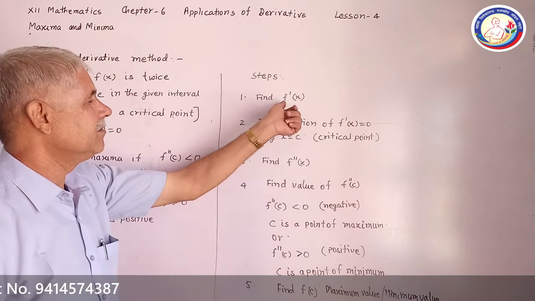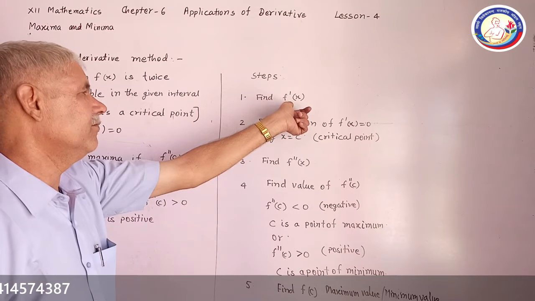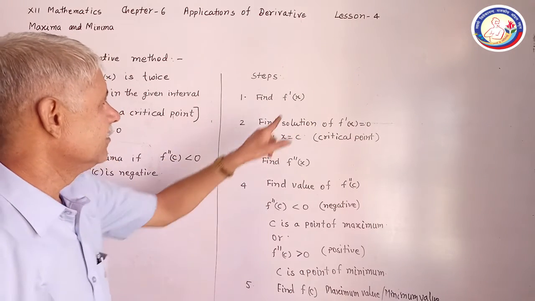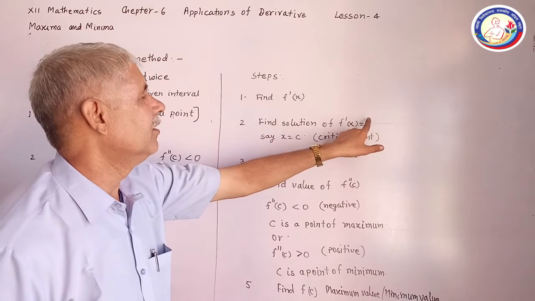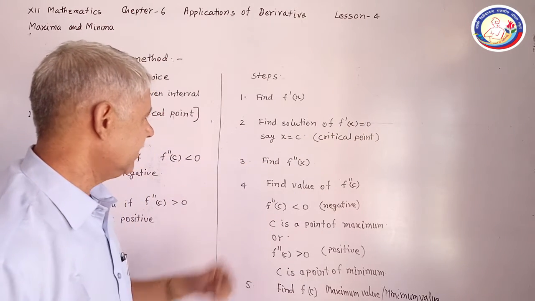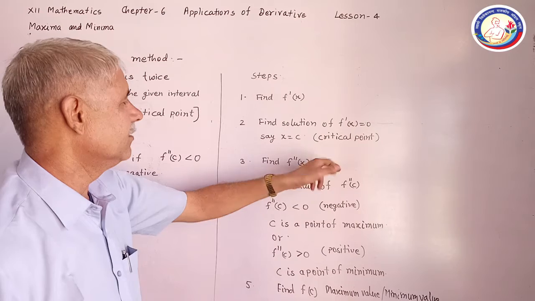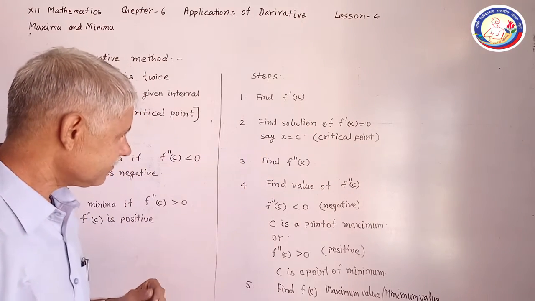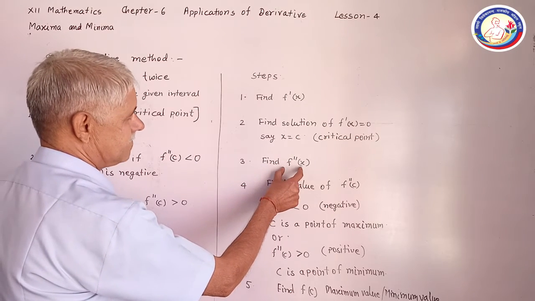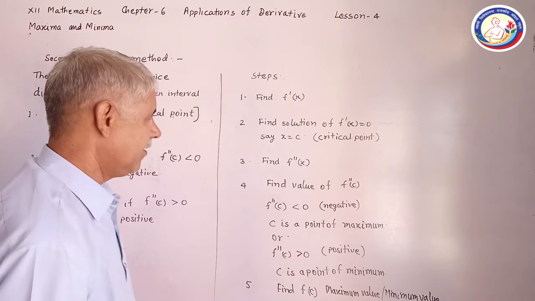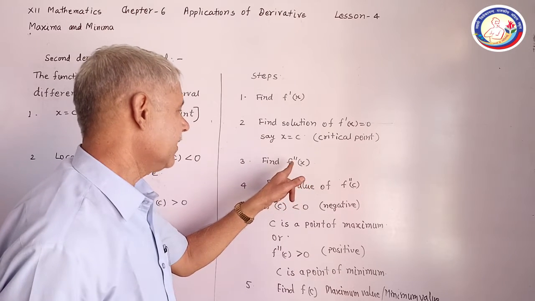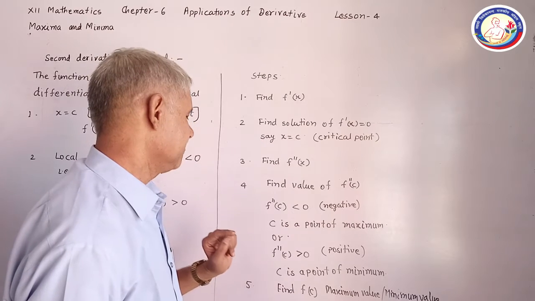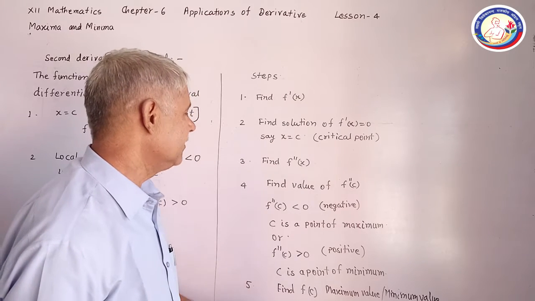Now what are the steps? First of all, find the derivative of the given function with respect to x, say it is y. Then put the first derivative equal to 0 and solve the equation. Say x equal to C is the solution. This is a critical point for the given function. Double differentiate and then find the value of the second derivative at x equal to C. Two conditions may arise, and the third we will discuss later.